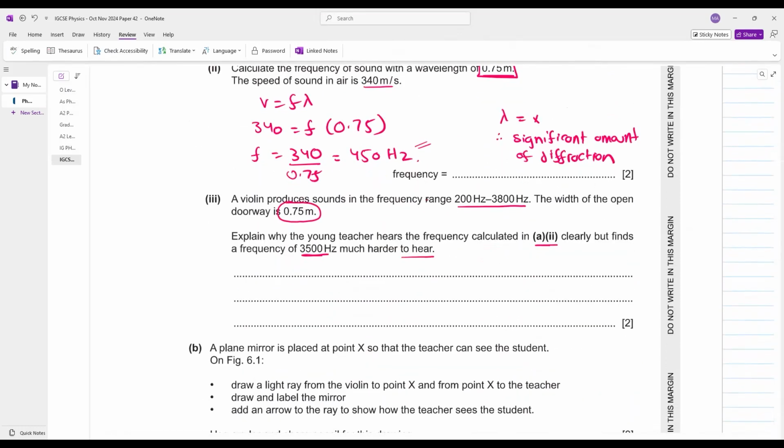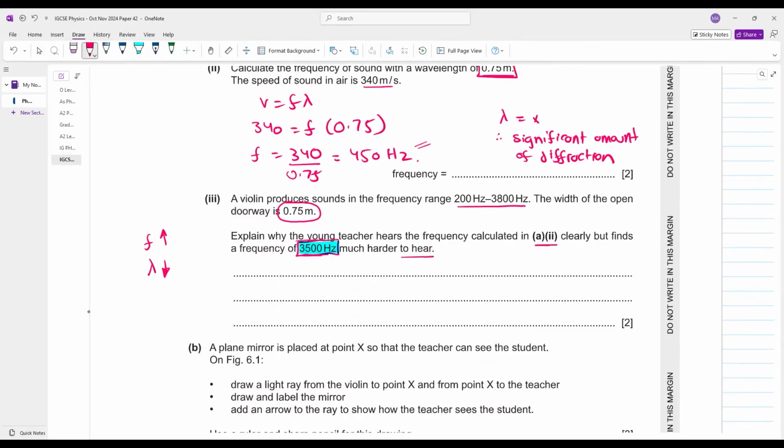But when you increase the frequency of sound to 3500 hertz, what will happen? The wavelength reduces. As the wavelength reduces, it will become less compared to the gap size. The gap size becomes larger compared to the wavelength. Hence you will have less diffraction. Simple.